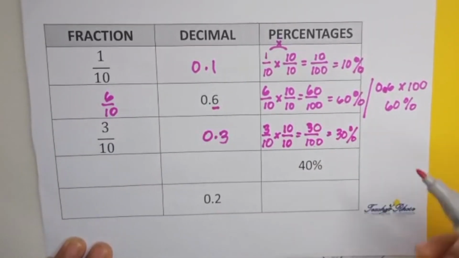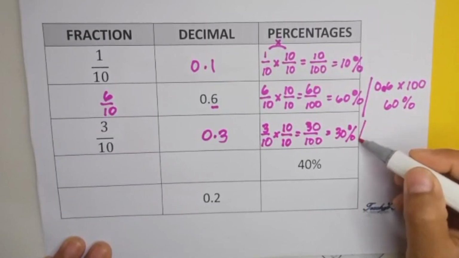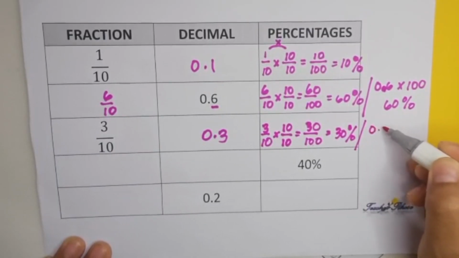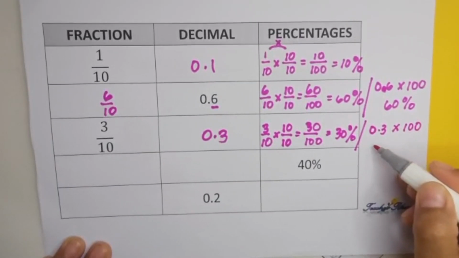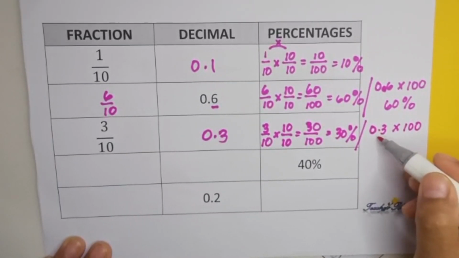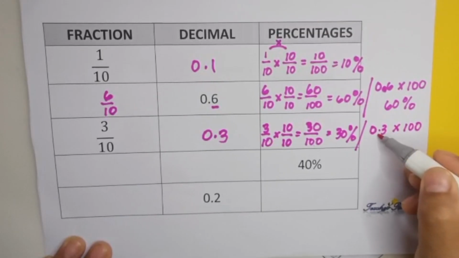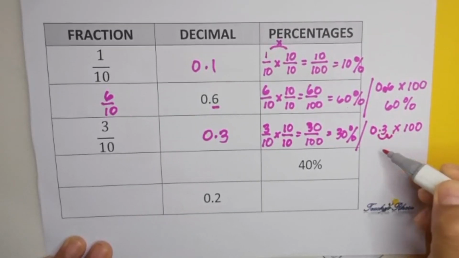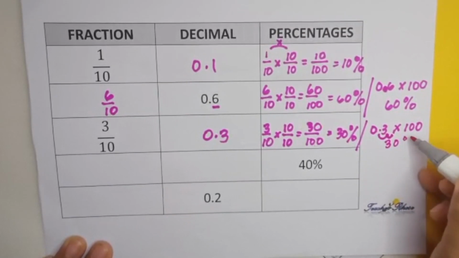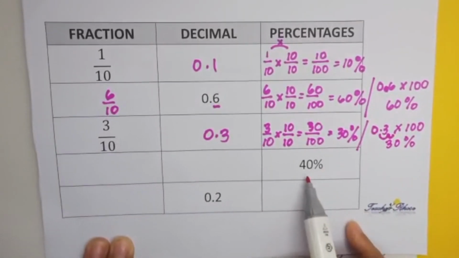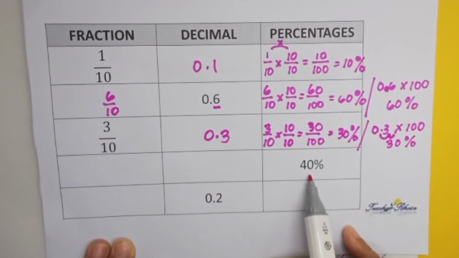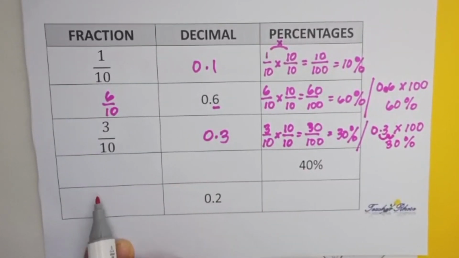Now let's figure it out in the other way. We have 0.3 multiplied by 100. If I move it 1, 2 places, that will still give you 30%. Similarly, this time I have percent to decimal to fraction.